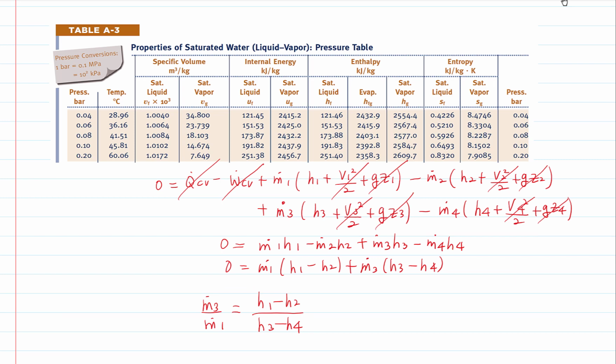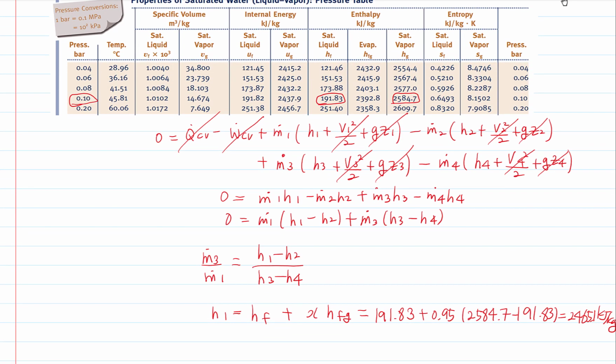At location 1, the pressure is 0.1 bar and the quality is 0.95. At 0.1 bar we have a saturated liquid-vapor mixture, so what we need is the enthalpy for saturated liquid and saturated vapor. At location 2, the pressure is 0.1 bar and the temperature is 45 degrees Celsius. At 0.1 bar, the saturation temperature is 45.81, and at location 2 the temperature is 45 degrees Celsius. So we know that it is compressed liquid, and we can approximate it as a saturated liquid.